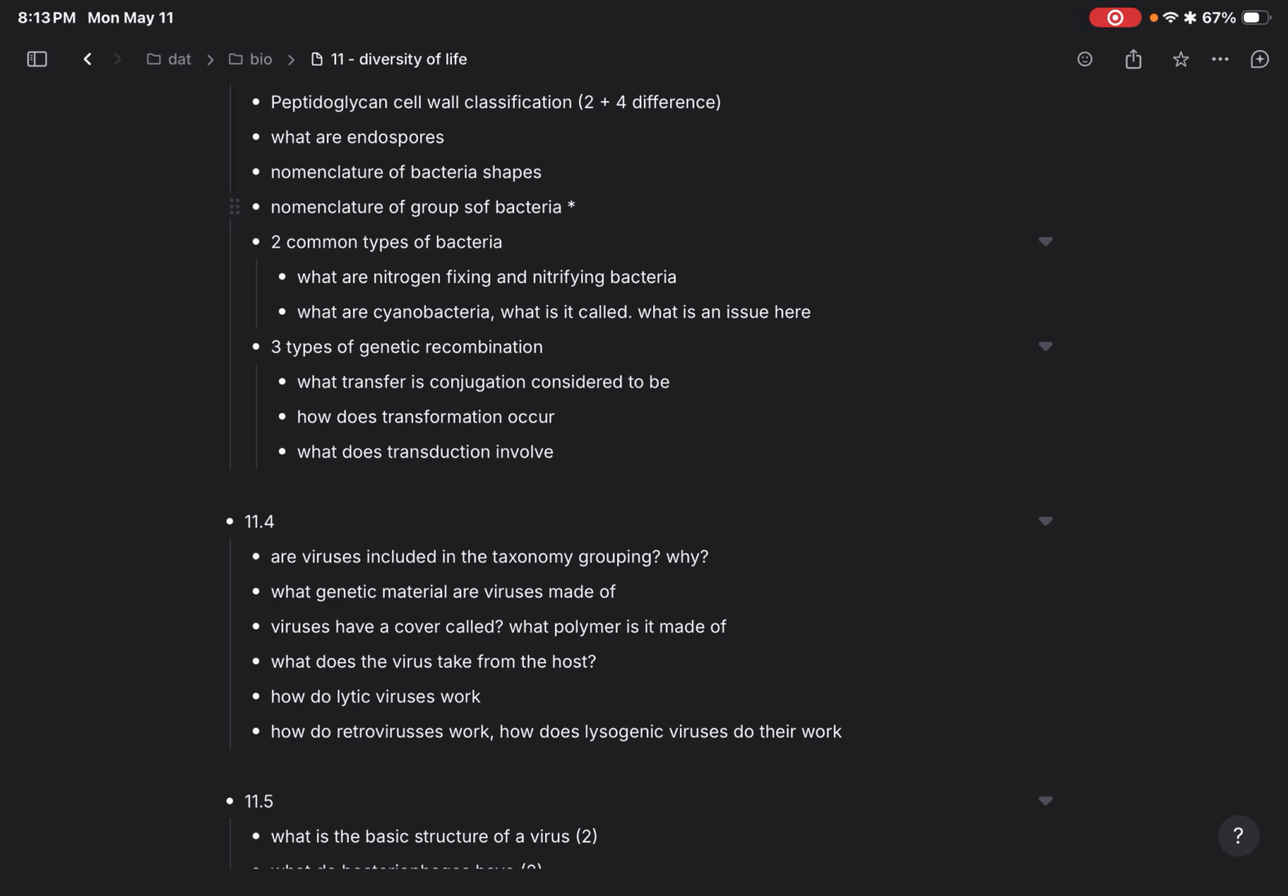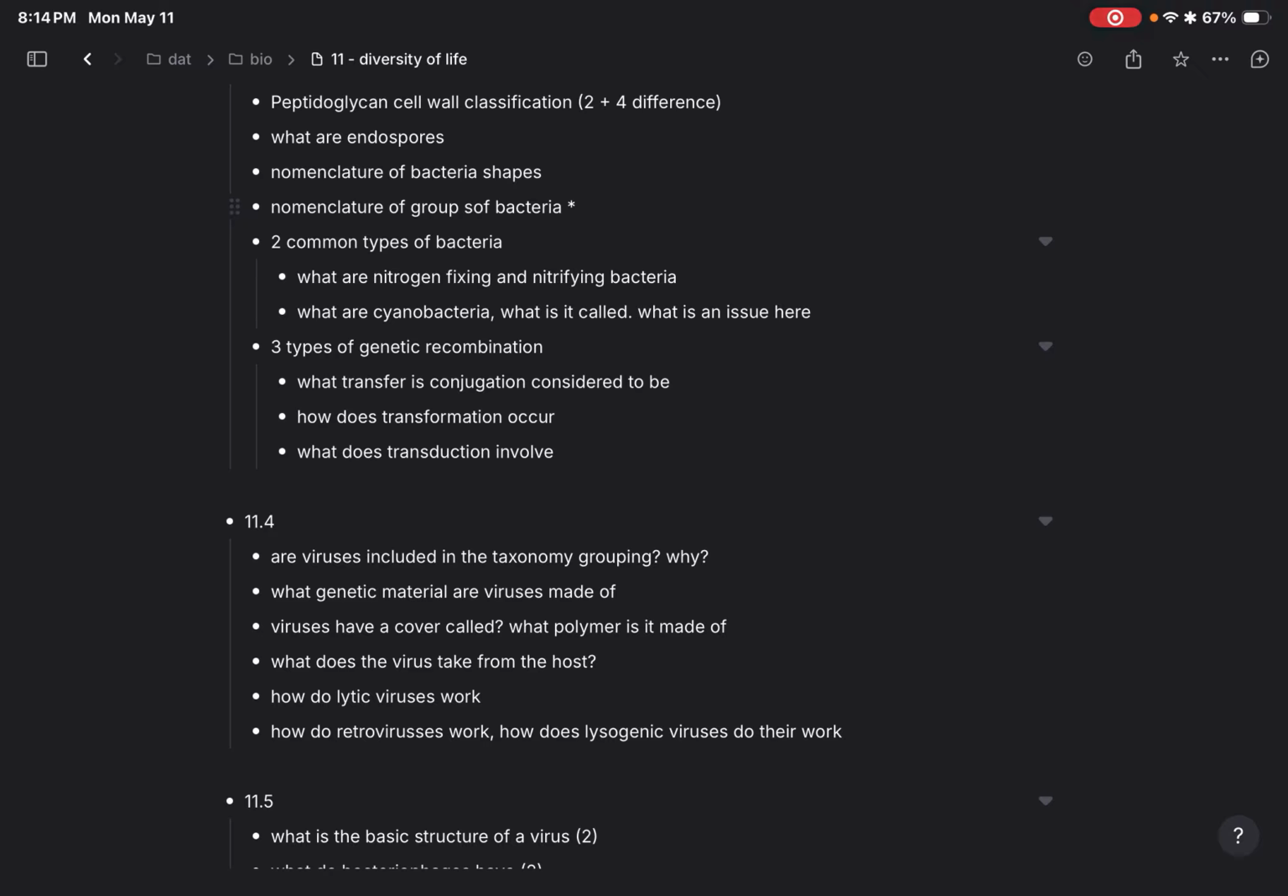Nomenclature of bacterial shapes. So you can have bacilli, which is rod shaped. You can have cocci, which is sphere shaped, and then you can have spirilli, which is spiral shaped. Then you could have... I already forgot. All I remember is strep throat. Okay, strepto, staphylo, strepto.